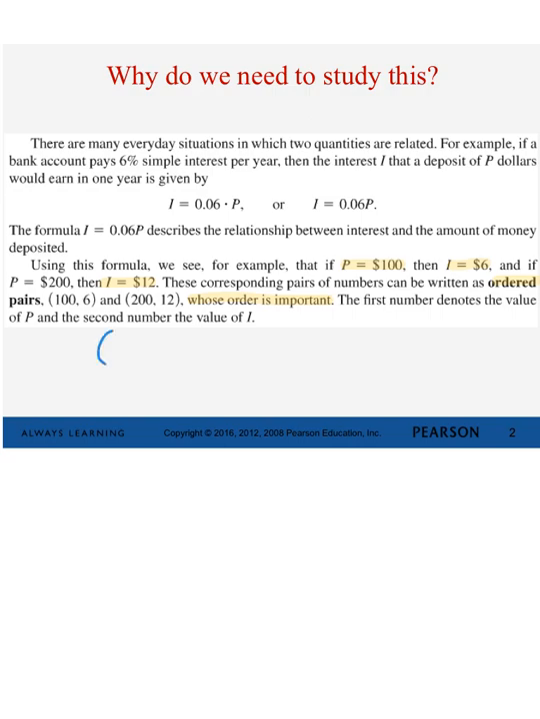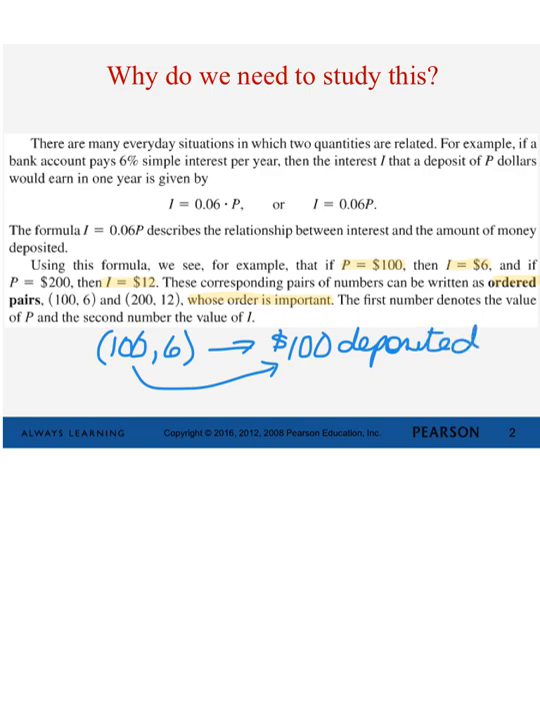That first point, (100, 6), indicates to us that that was the $100 that was deposited, is what gained us $6 interest.